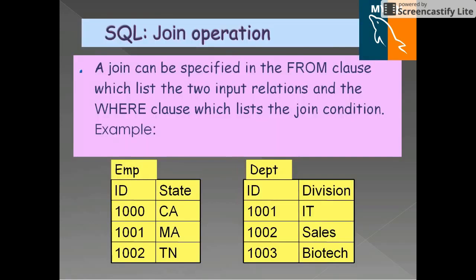The join statement. The join command can be specified in the from clause, which lists the two input relations, and the where clause will list the join condition. For example, these are the two tables. The ID state has the column and the ID division is the column name, and both tables consist of 3 rows. If we want to perform a certain operation, for example, select state name where division is equal to IT, how can we do it? We can perform this operation using the join command.